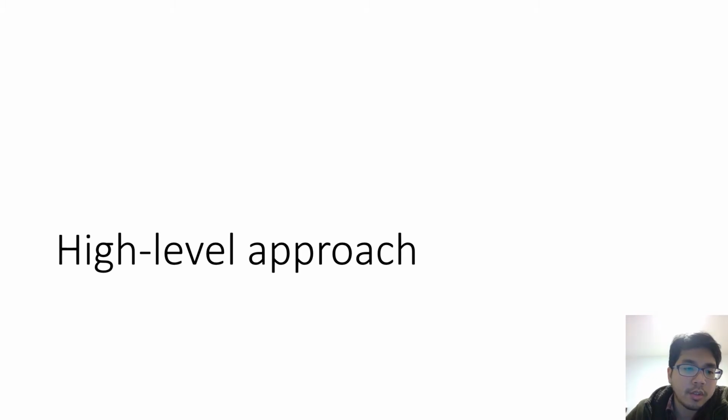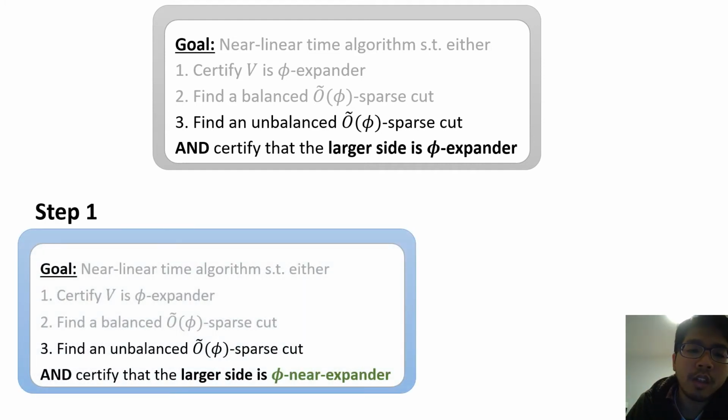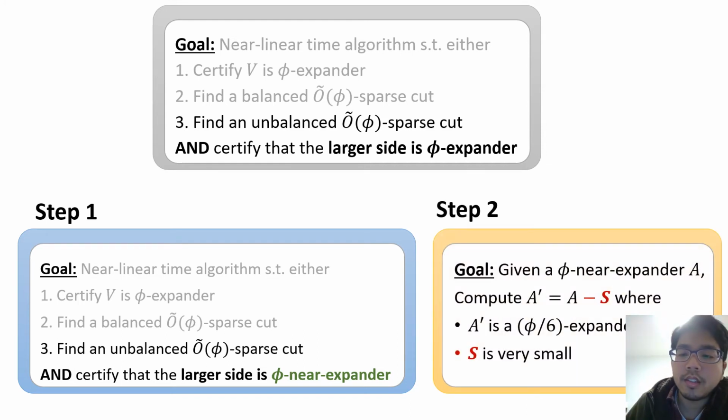So let's see how we do this. The high-level overview is this. Look at this goal. The important case is when the cut that we get is unbalanced. So the first step is to get the same kind of algorithm as the goal that we want, but we only guarantee that the largest side of the cut is something called a φ near expander. And then the second step is, given this φ near expander, we can compute A prime, which is obtained by removing some part of the near expander, and show that this A prime is an expander, and the part that we remove is very small.